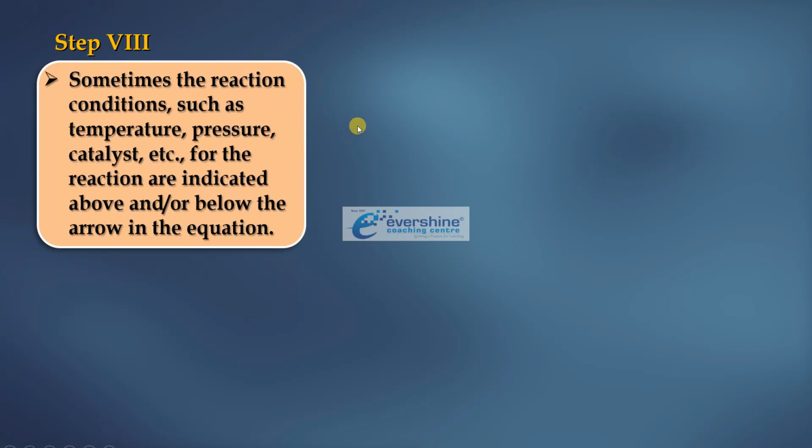Sometimes the reaction conditions such as temperature, pressure, catalyst, etc. for the reactions are indicated above or below the arrow. That we have already discussed in our previous session. Can you remember? Some reactants convert into product in the presence of some conditions.